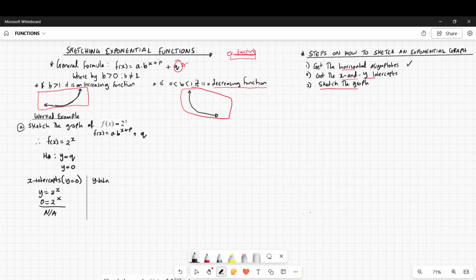For the y intercept, you're going to say x is equal to 0. So y is equal to 2 to the power of x. Wherever there is x, you're going to put 0, and therefore this will be what? 1. So y is equal to 1, and you're going to have (0, 1) as your coordinates. Once you're done, the next step will be the shape of the graph.